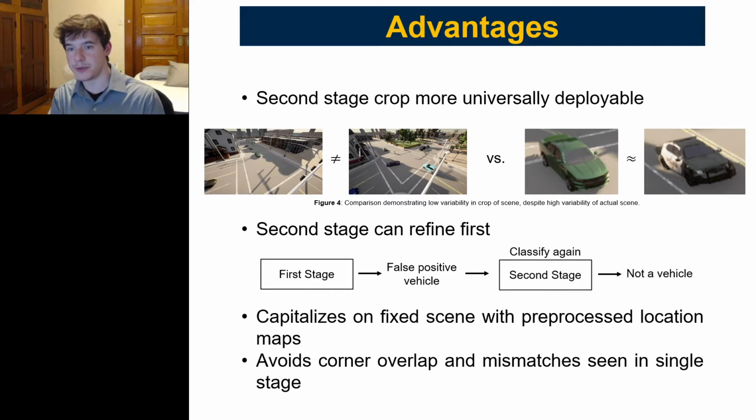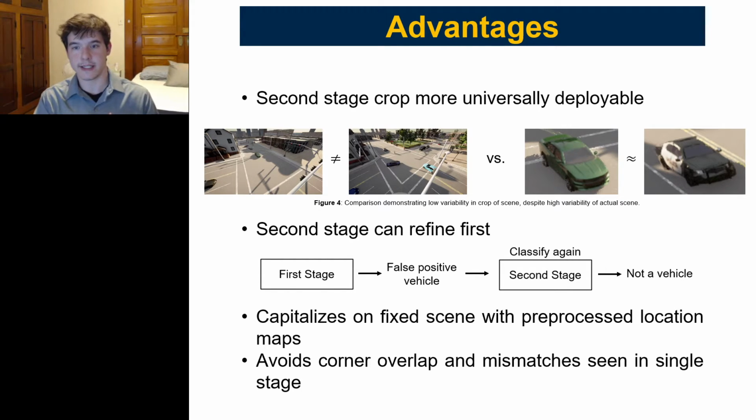Additionally, having these two separate stages allows the second stage to refine the first. If we classify objects in both stages and the first stage thinks a fire hydrant is a car, we'll crop that fire hydrant and get a chance to correct it in the second stage, which will see that crop and be able to say, no, this is not actually a vehicle, and then we can throw that detection away. I will mention these first two things are advantages in theory. We have to test the deployment across multiple scenes and the refining, so that's part of our next steps.